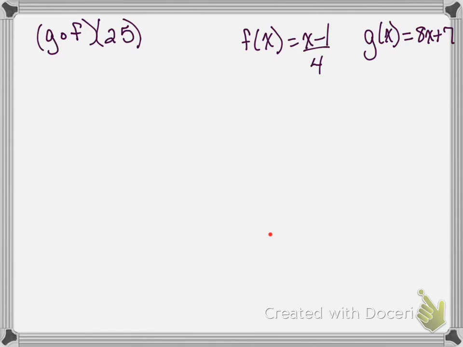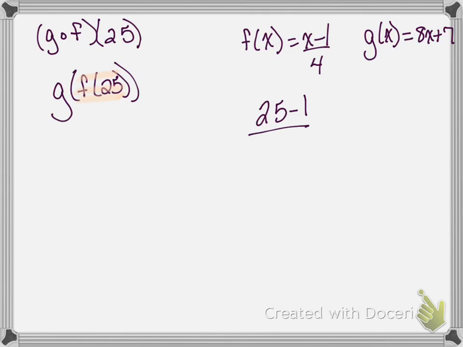Now this one is g composed of f. So that means g of f of 25. So I am going to plug the 25 into f of x first. So I'm going to say 25 minus 1 divided by 4. 25 minus 1 is 24, divided by 4 is 6. So f of 25 is 6.